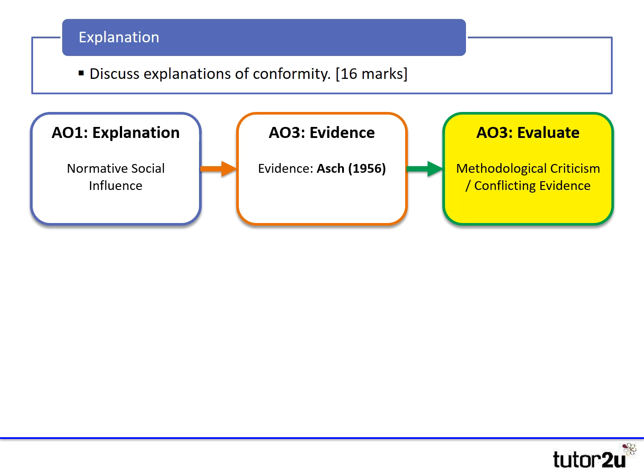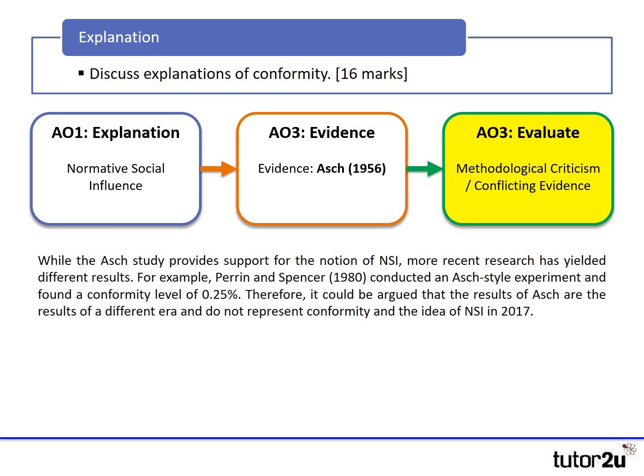Finally, you move on to critique Asch and say, well actually, is Asch right? So you could say, while the Asch study provides support for the idea of normative social influence, more recent research has yielded very different results. For example, Perrin and Spencer conducted an Asch-style experiment and found a conformity level of 0.25%. Therefore, it could be argued that the results of Asch are actually the result of a different era and don't represent conformity and the idea of normative social influence in 2017.